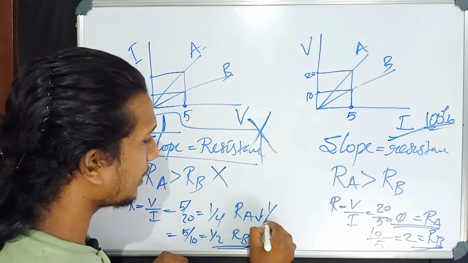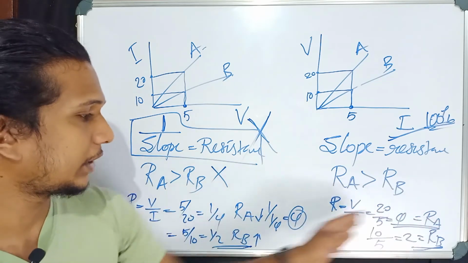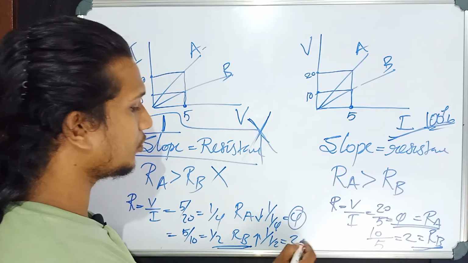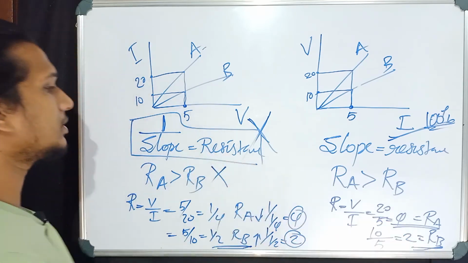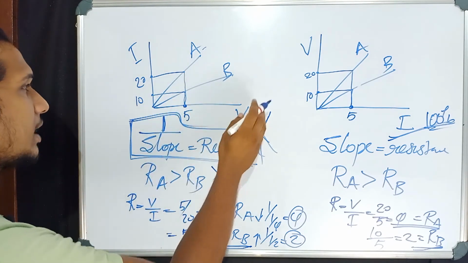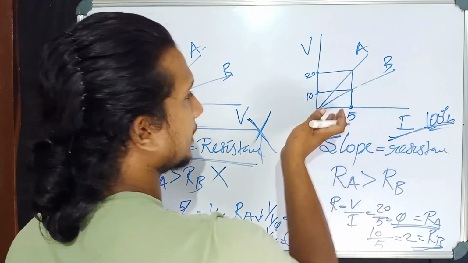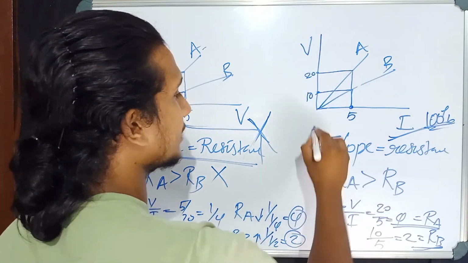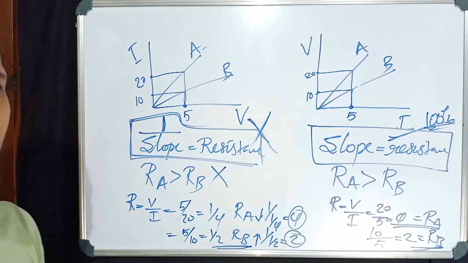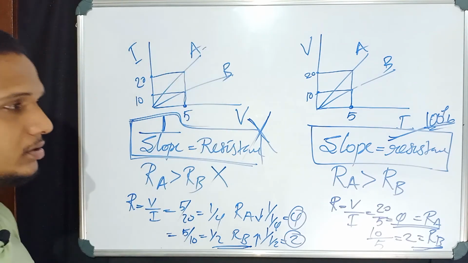That means 1 by 1/4, that is 4. That will be the resistance, right? Like that, 1 by 1/2, that is 2. 2 will be the resistance, right? So remember this. If V is on the x-axis and I is on the y-axis, 1 by slope will be resistance. If I is on the x-axis and V is on the y-axis, slope is exactly equal to resistance. So I think now you understood, right? Very good. So pause the video and write these things.